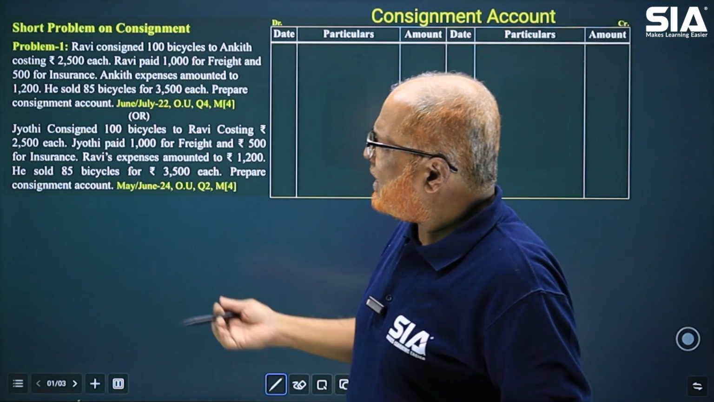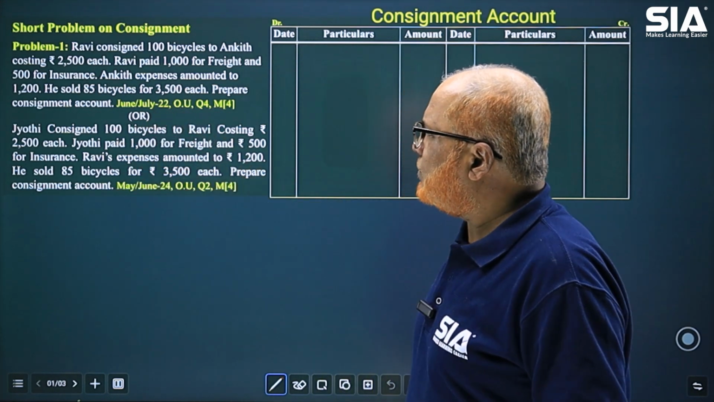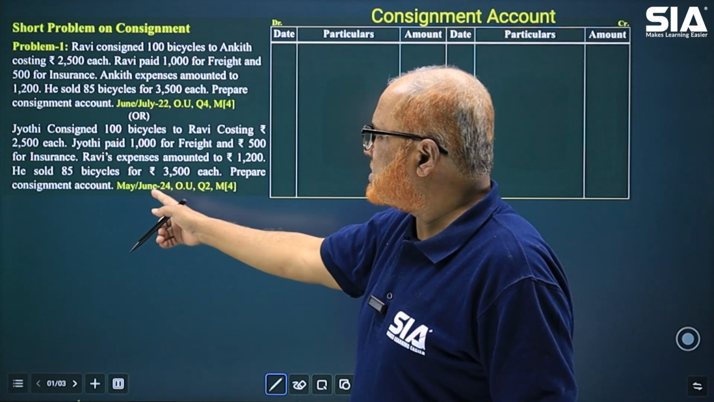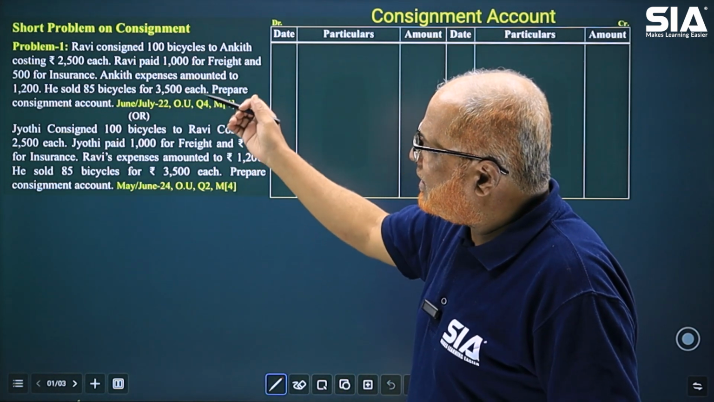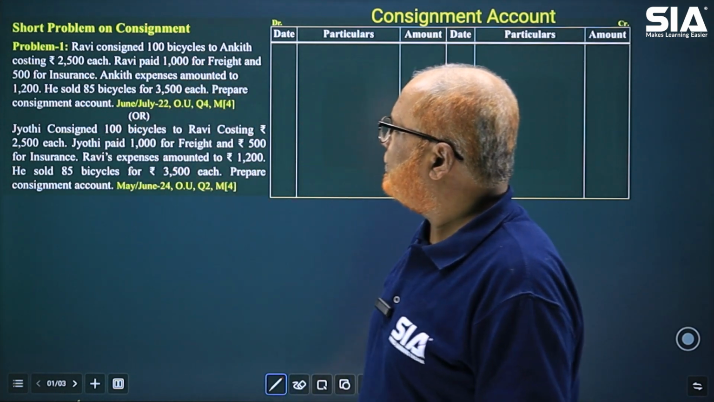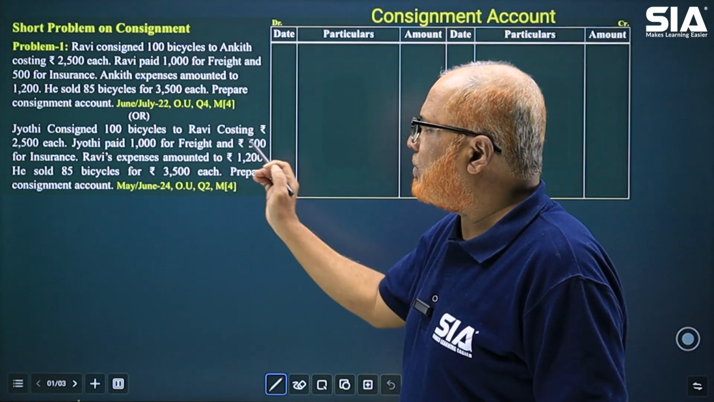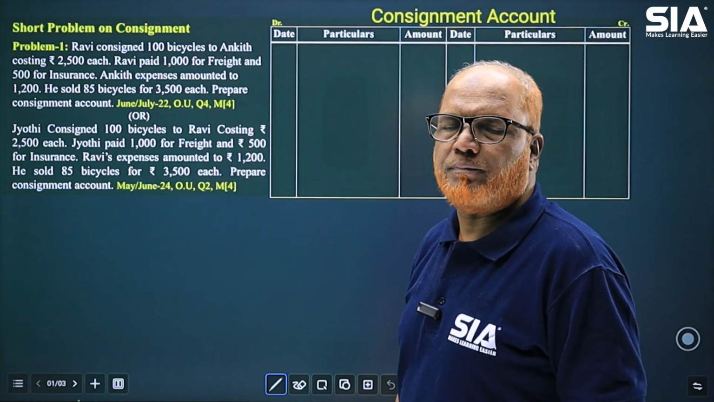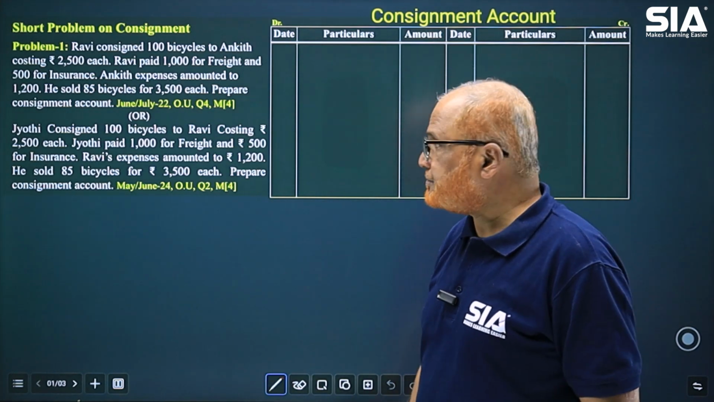A similar type has been asked. This was asked in June, July 22. Again, a similar type had been asked in May, June 24, same Osmania University, and the names have been changed. Instead of Ravi, here Jyoti is given. Instead of Ankit, he has given Ravi. But the contents of the problem are exactly the same. And we are required to make the consignment account.